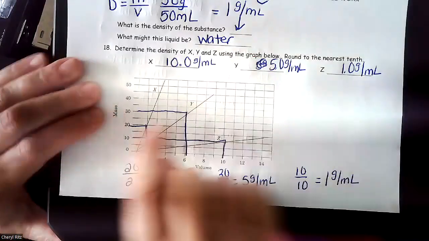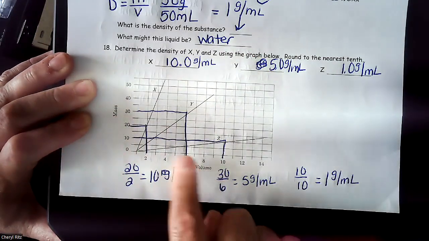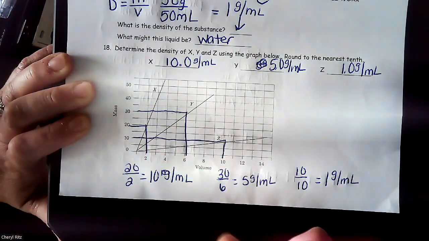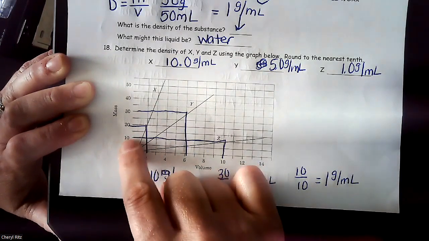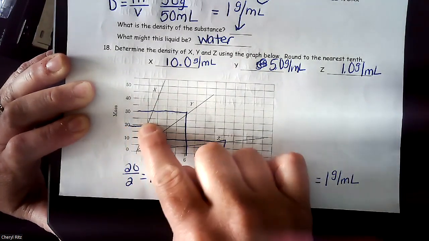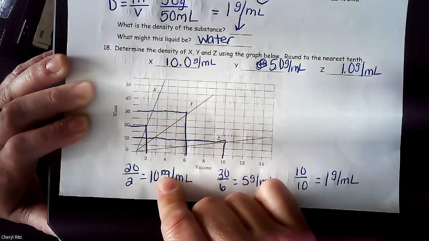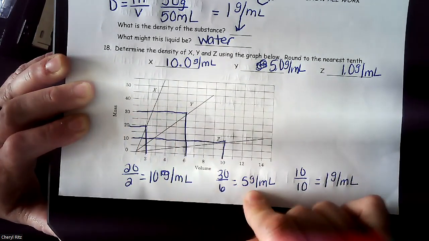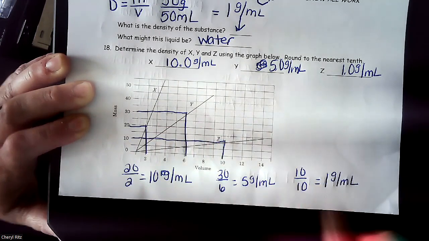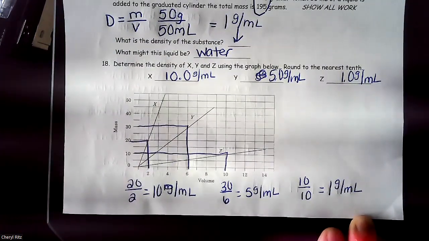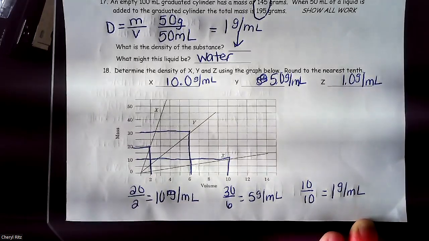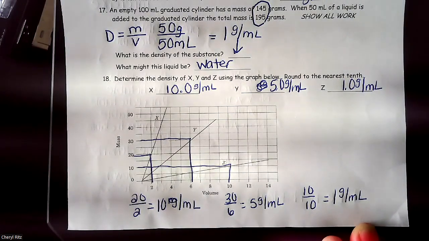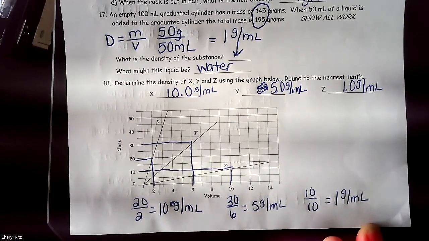To do this last one, you still just needed a mass, which is on the y-axis, and a volume, which is on the x-axis. So mass divided by volume. For each one of them I just picked a spot that looked like easy math. For X, I did 20 divided by 2, which gave me 10. For Y, I did 30 divided by 6. That gave me 5. And for Z, I did 10 divided by 10, which gave me 1. So you still just do mass over volume.